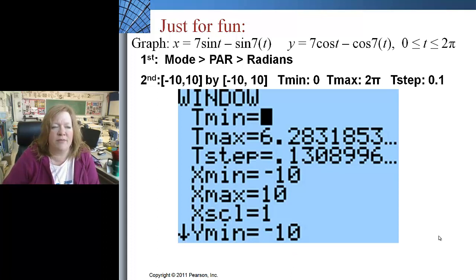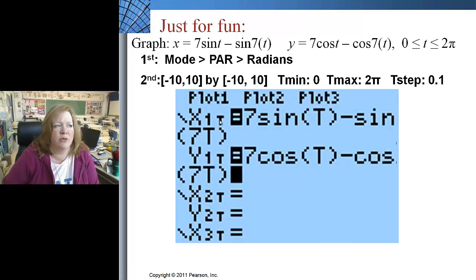Okay, so now that we have our window set, what we need to do is put in the actual equation. If I hit the y equals button, here's what you end up with: x1 sub t and y1 sub t. And you're going to type in 7 sine t minus sine 7t. Make sure your parentheses line up.